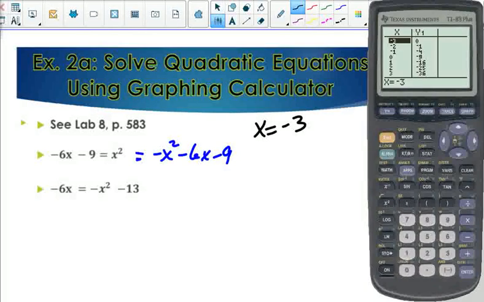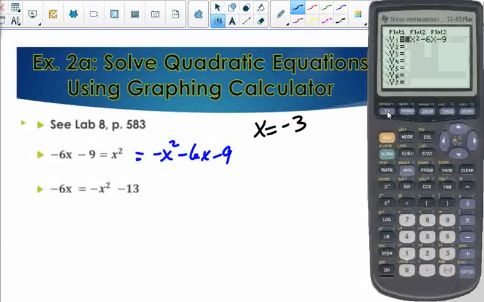If we were to do the other example, go back to the y equals, I want to make that equal to 0. So to do that, make everything over to the left. So you would have a positive x squared. So I'm just going to delete the negative. So I have a positive x squared. And then it's going to be a minus 6x. But then it's going to be a positive 13.